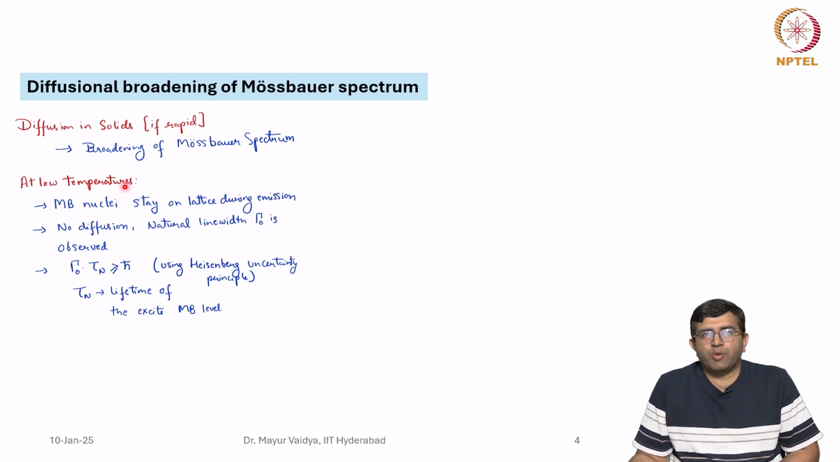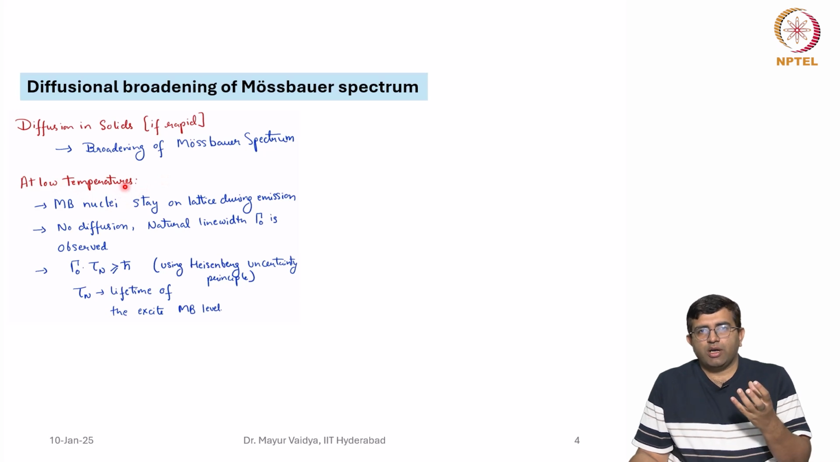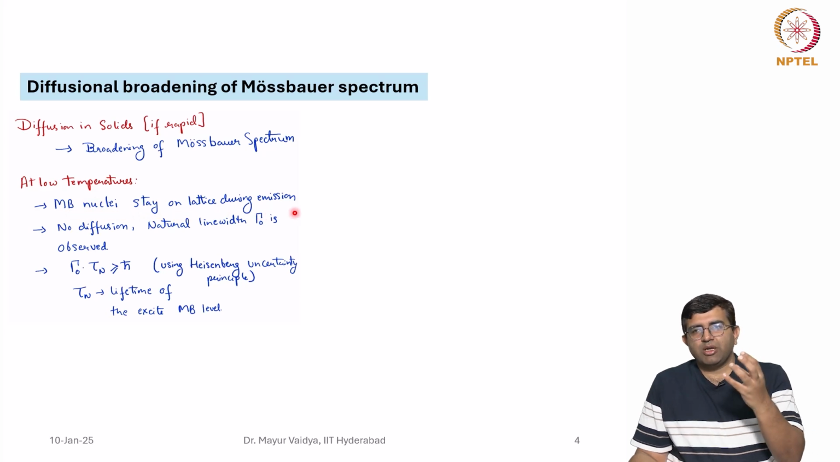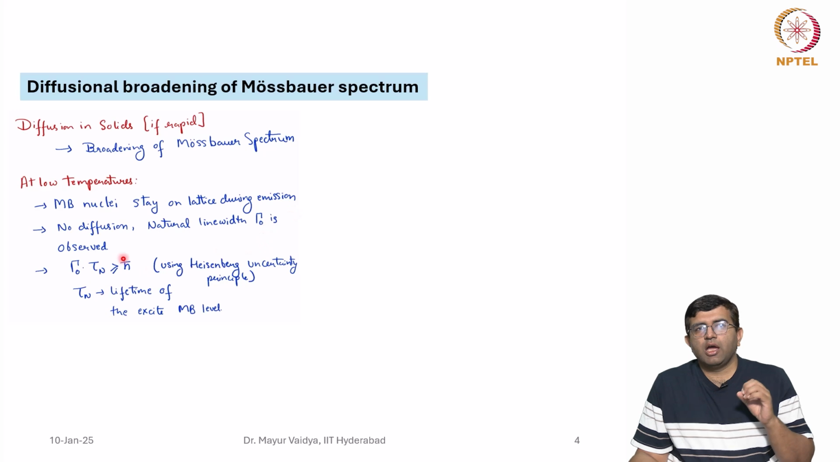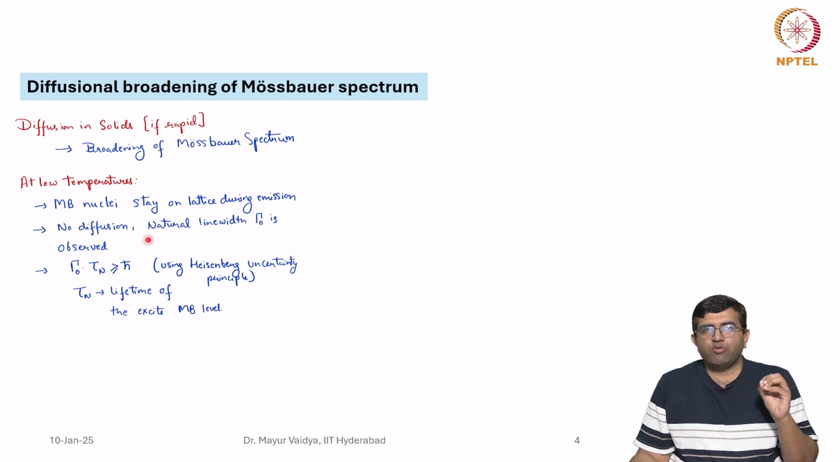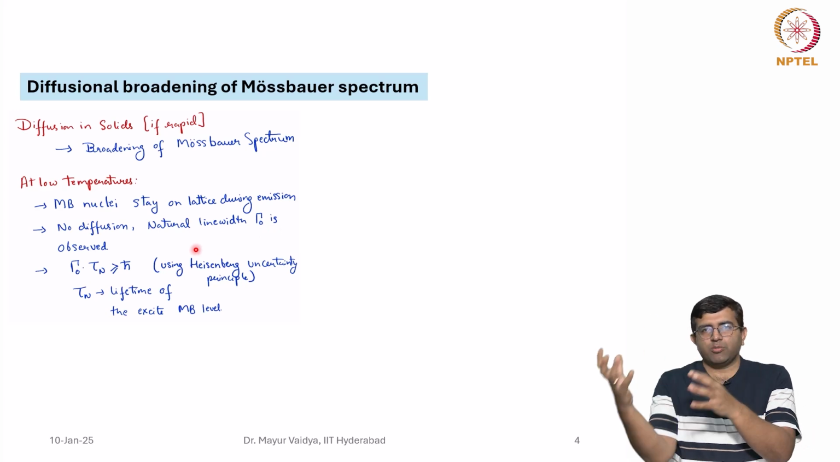At lower temperatures, the Mössbauer nuclei will stay on the lattice during the emission. During the emission, they will stay on a particular lattice site. So, if at low temperatures there is no diffusion, whatever is the natural line width gamma naught is observed. So, there is an emission happening, there is an absorption happening.